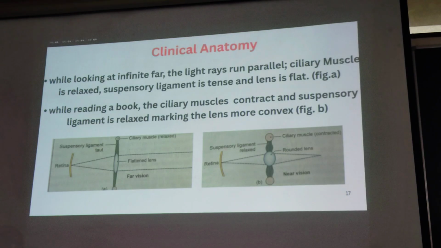Clinical anatomy. While looking at infinity, the light rays run parallel. Ciliary muscles relax and suspension ligament is tense and the lens is flat. While reading a book, the ciliary muscle contracts and suspension ligament is relaxed, making the lens more convex.